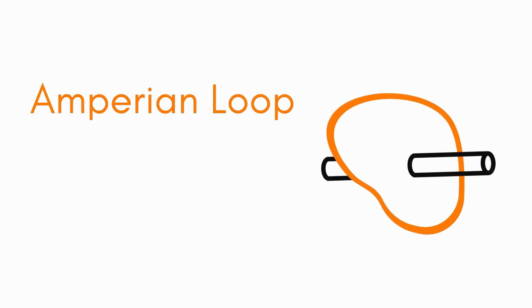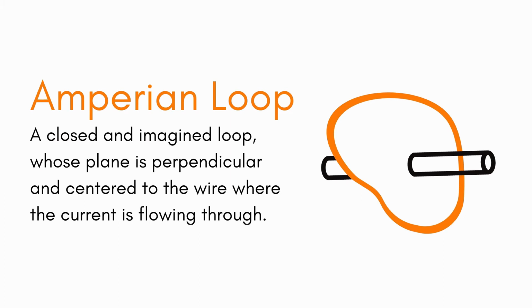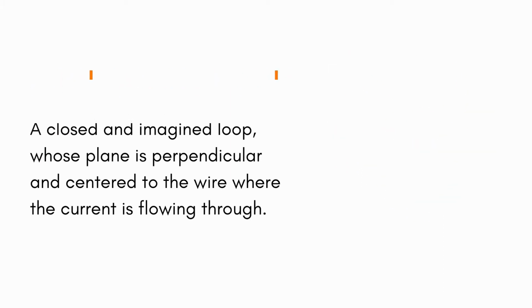Ampere's law involves calculus. Well, actually, so does Gauss's law, pero mas straight up kasi tong sa Ampere's law. Yung integrated magnetic field is quite literally that. Makukuha mo pag integrate mo yung magnetic field. An Amperian loop naman, much like Gaussian surface, is a closed and imagined loop whose plane is perpendicular and centered to the wire where the current is flowing through.